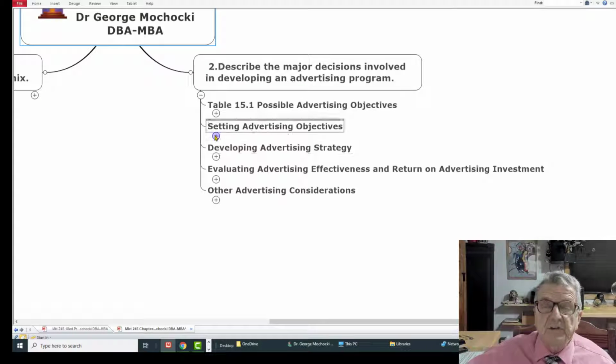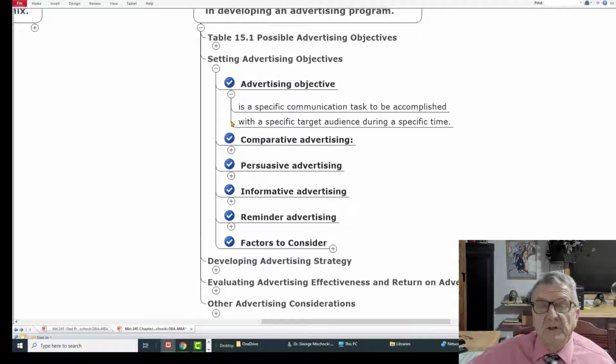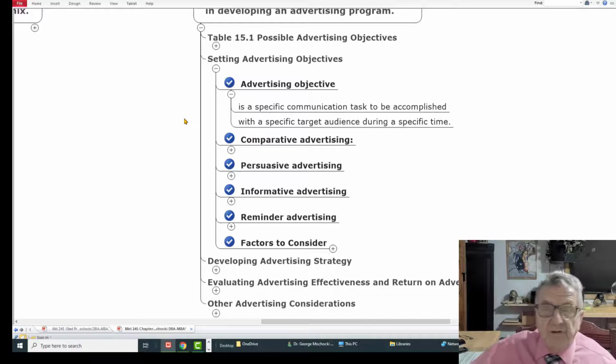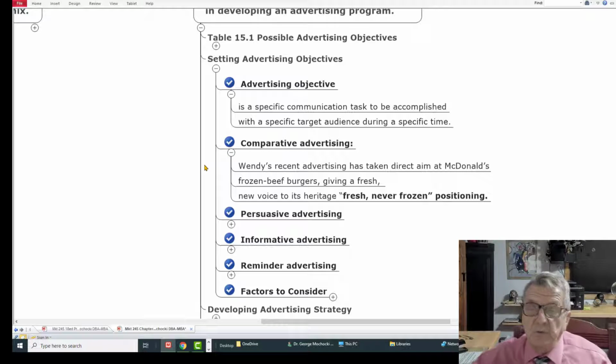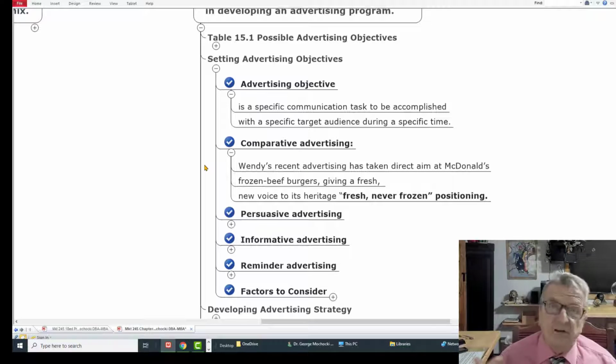So let's look at advertising, setting objectives. You have to have an advertising objective, which is communication to accomplish what you want to do in a certain amount of time. Then you have comparative advertising. Sometimes you compare your product against your competitors. Usually we tell you not to do that, but a lot of times people kind of like that. Hey, why is my product better?